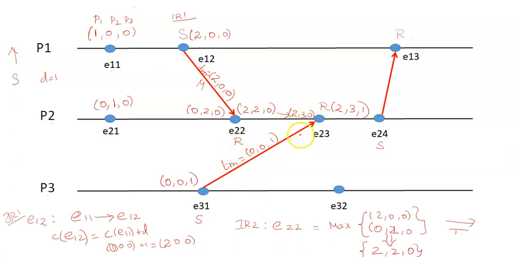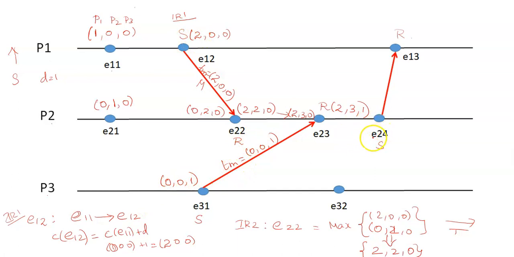So every time you should remember, the Tm is not going to be incremented when the message comes, but the time position of the previous event on the same process is incremented. Here it is 2, now incremented to 3. Similarly, here it is 1, incremented to 2. Right? So this you should not forget.